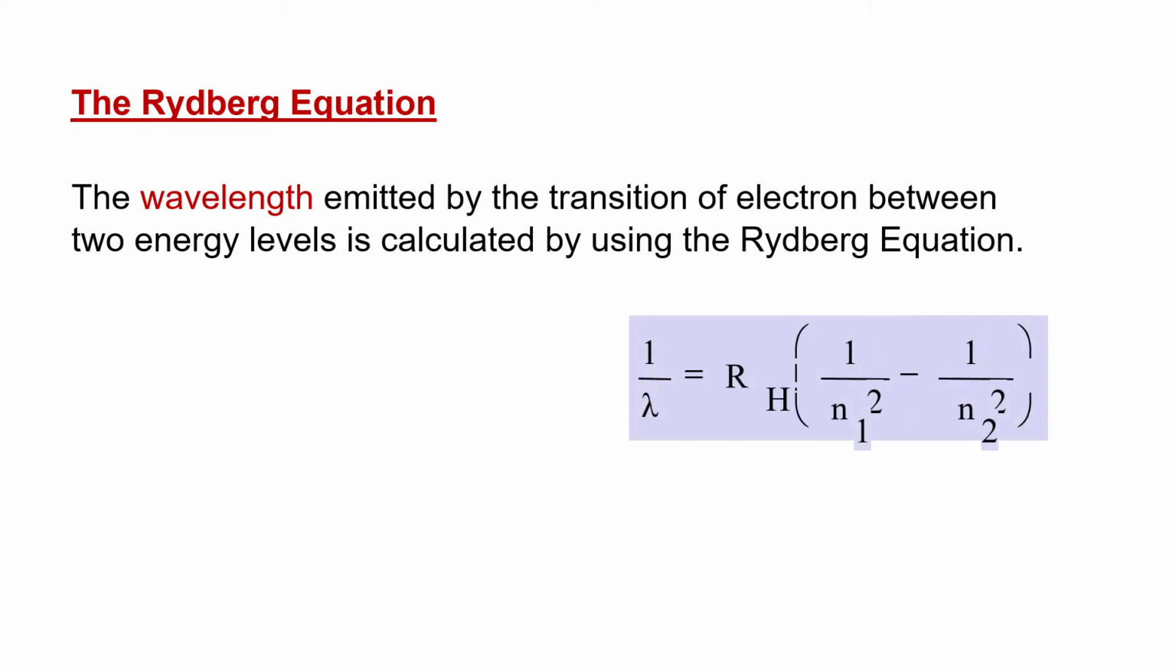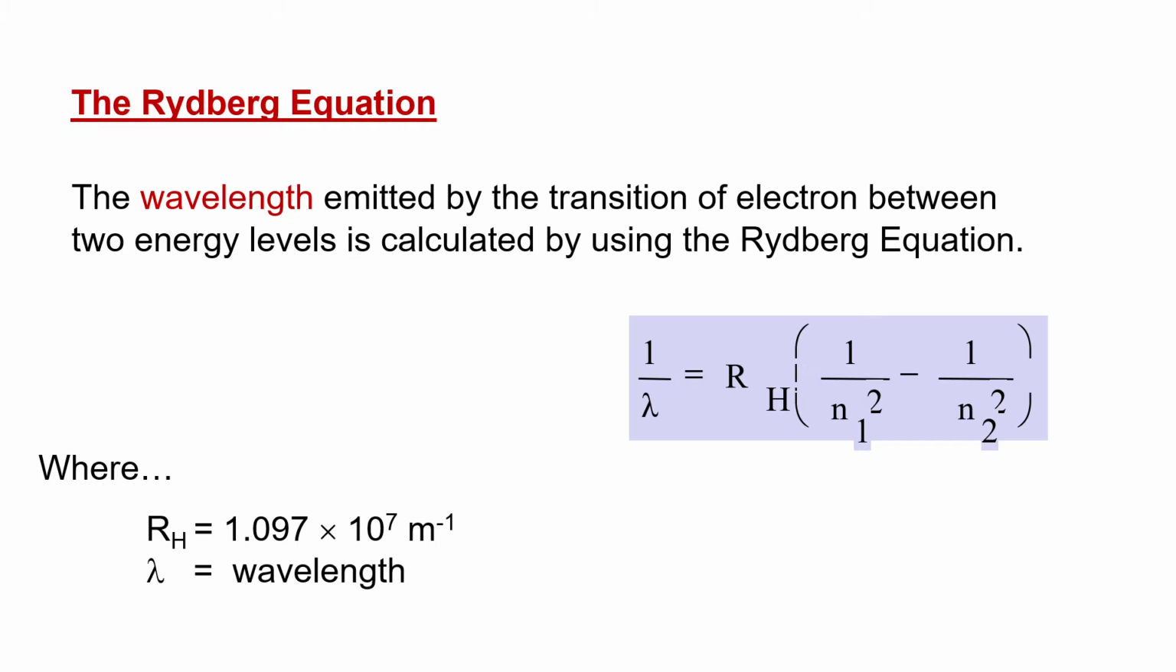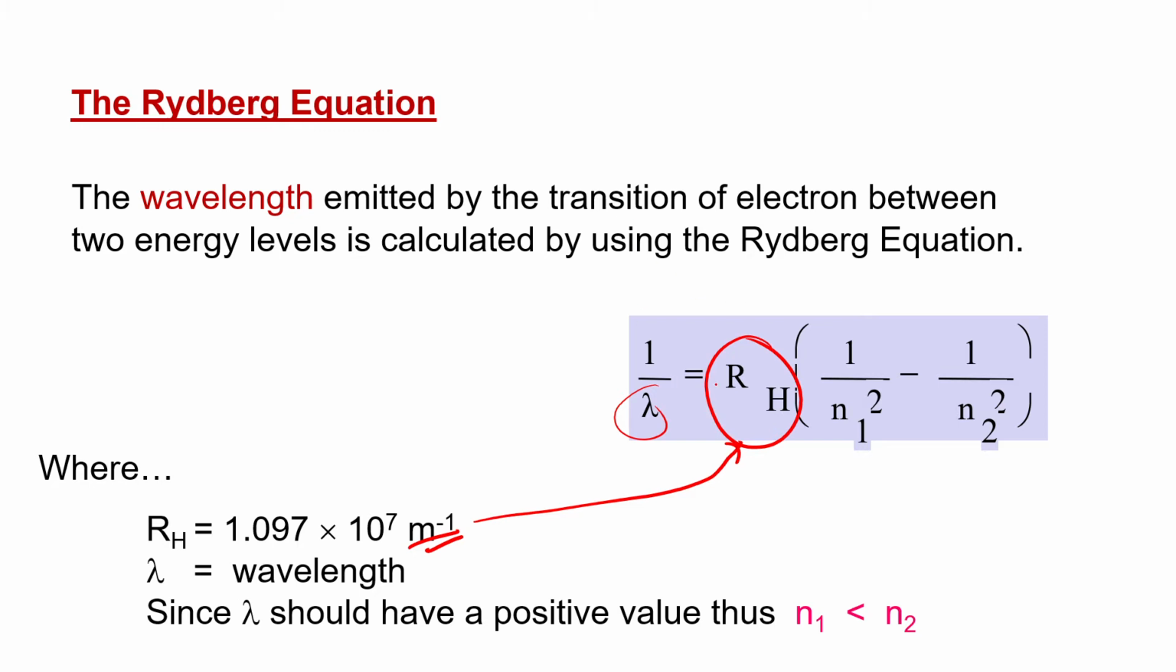So we have the Rydberg equation. Actually this one we already derived last lesson, to calculate the wavelength. So 1 over lambda equals RH times 1 over N1 squared minus 1 over N2 squared. Remember, we have two values for the Rydberg constant. One in meter to the power negative 1 because we want to calculate the wavelength. The other in joule to calculate the energy. So to make the wavelength always positive, we have a restriction here: N1 must be smaller than N2, meaning N1 refers to where the electron drops.